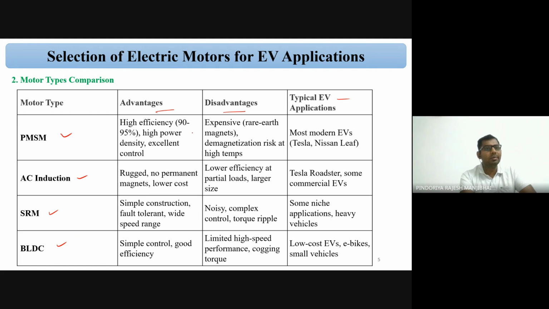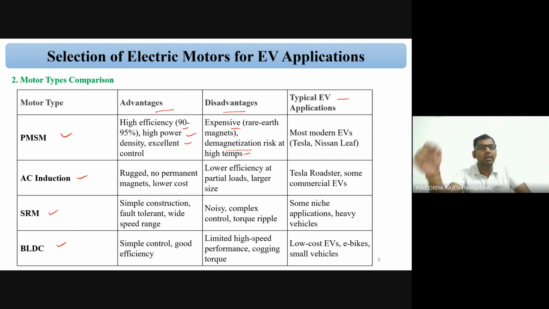We can say the PMSM motor typically has high efficiency, 90 to 95% efficiency, high power density, and excellent control. Yes, control complexity is very difficult, because this is a three phase quantity. We have to control the three phase quantity. Instead, in the BLDC motor, the control is very simple. The disadvantage is that it is expensive because of the large rare earth permanent magnet. Again, a disadvantage is the demagnetization risk at high temperature.